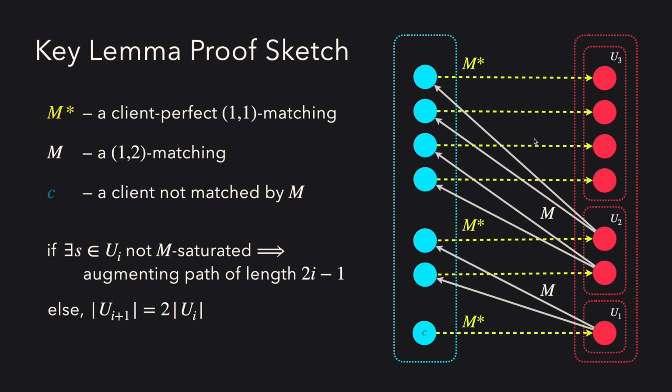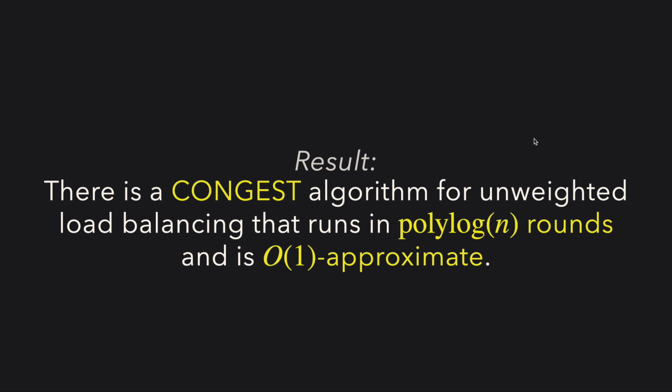How does the proof change for larger b? Well, the only difference is that when we follow M from right to left, the sets increase in size by a factor of 2b, and when we follow M star from left to right, the sets shrink back by a factor of b. The ratio between the sizes of consecutive sets of servers is still 2. Putting everything together, we have our first main result, a polylog n round constant approximate CONGEST algorithm for the unweighted load balancing problem.